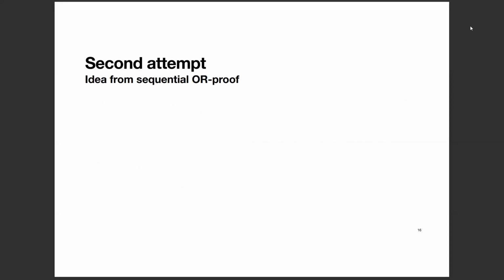However, this doesn't directly work. We also need to borrow the idea from the sequential OR proof. In the sequential OR proof, we need to add the order between the left side and the right side. Then, in order to fix the sets A0 and A1, we add this offset on the opposite side of the hash function.